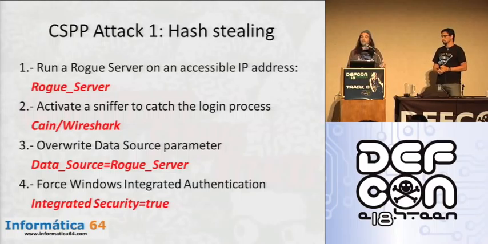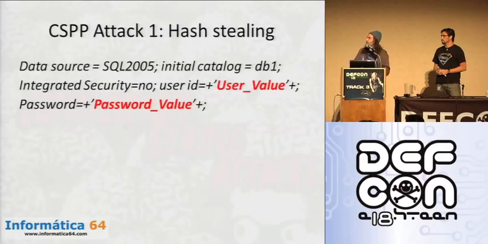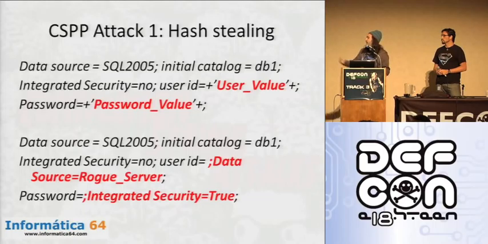In this case, it's the web application which is trying to connect to the database, and the web application is running on the web server. So the operating system account that is going to be used is the operating system account of the web server. Understood? So it's quite simple. Let's suppose that we got this connection string. The attacker only has to inject something like semicolon data source equals rogue server, password empty, semicolon integrated security equals true.